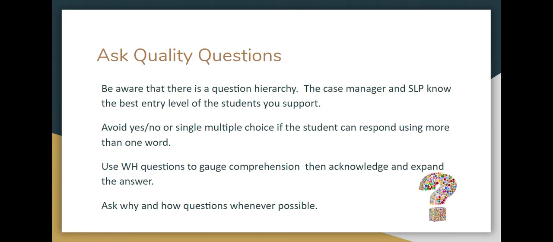Ask quality questions. There is actually a hierarchy of question complexity, beginning with yes/no, then multiple choice with one or more words, WH questions with right-there responses, and other questions that require more thought, such as inferential questions. Speak to the speech-language pathologist, teacher, and case manager about where the student falls on this hierarchy. Once students have fairly stable skills, we want to avoid questions that guide students to just one word or one thought.